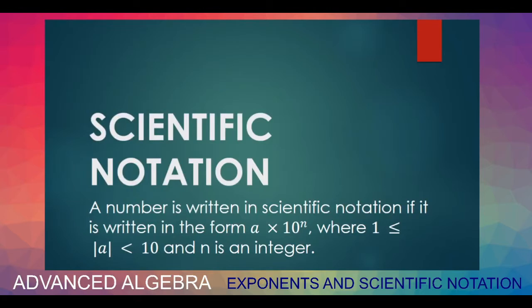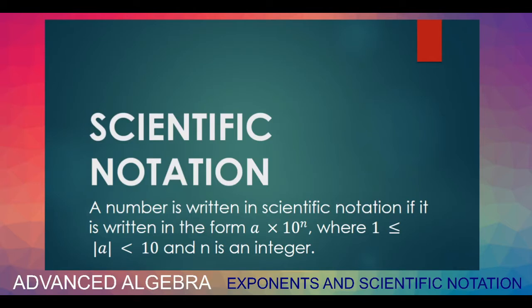Scientific notation. A number is written in scientific notation if it is written in the form a times 10 to the n power, where the absolute value of a is greater than or equal to 1 but less than 10 and n is an integer. So, yun yung diyan natin malalaman kung yung given natin na number is a scientific notation. Kailangan naka-write siya in the form of a times 10 to the n power. Yan yung kanyang pattern.